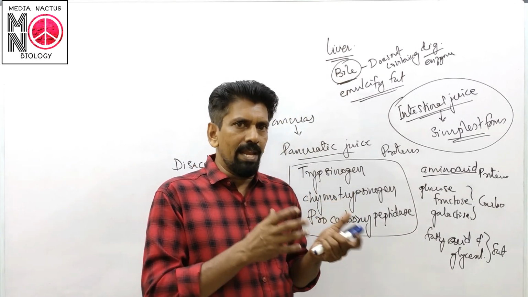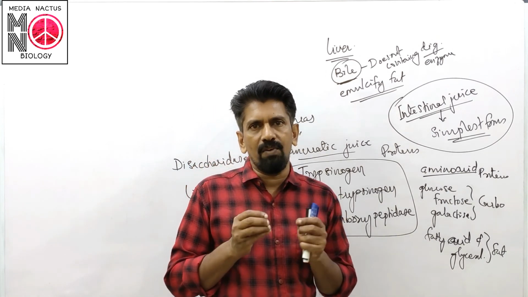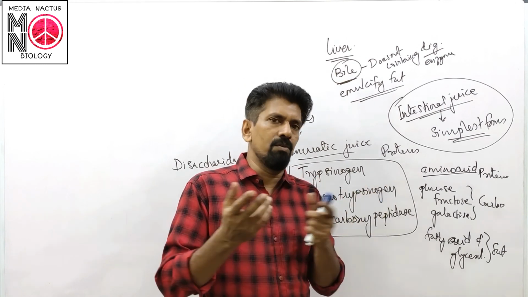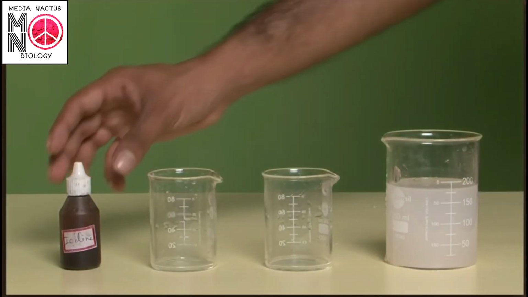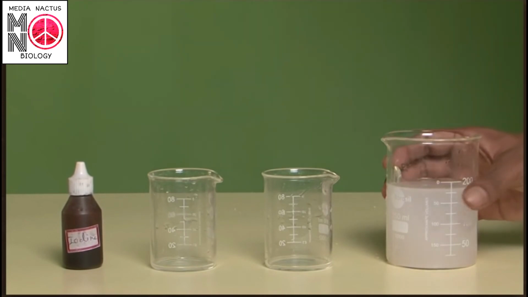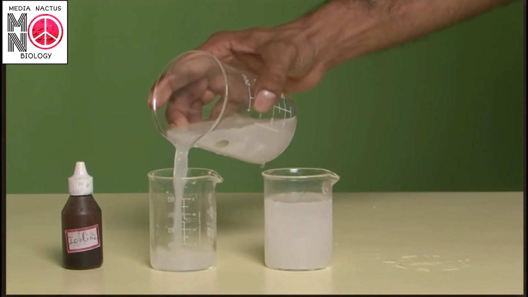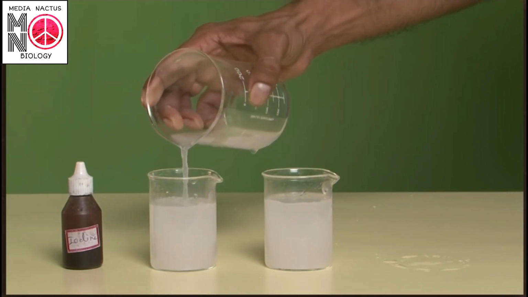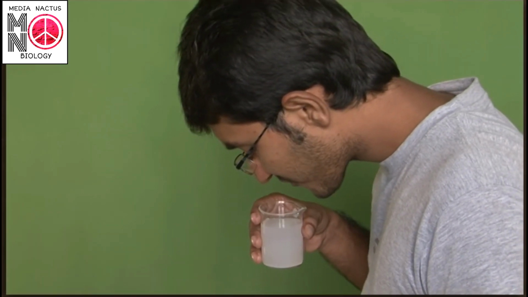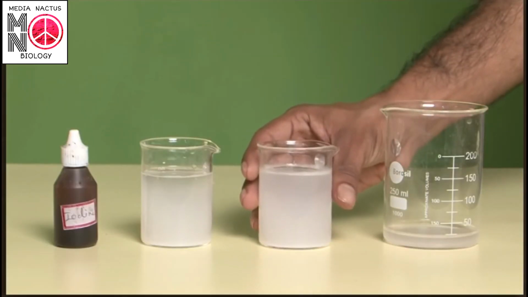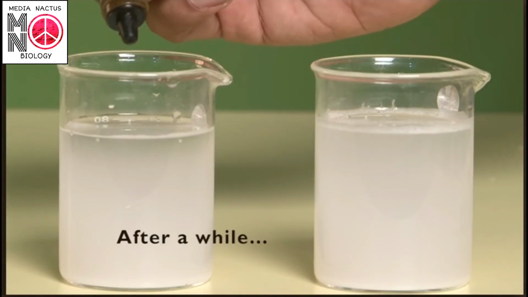Now we may do an activity so that we could find out the importance of salivary amylase. You just watch that activity also. The starch solution, iodine, and 2 beakers. Pour equal quantities of the starch solution in both the beakers. Now add some saliva to one of the beakers. Keep both the beakers untouched for about 30 minutes. Now add iodine to both the beakers. Observe what happens.